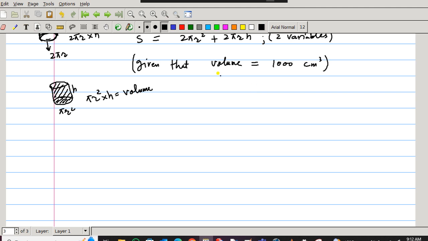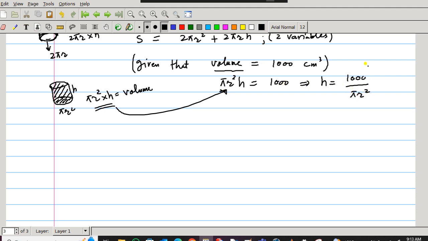1 liter, right? What is the volume? Volume is pi r square h is equal to 1000. This is given. We are not maximizing the volume now. We have to keep the volume fixed at 1 liter. So now from here my h will become 1000 divided by pi r square, right? So this is the condition that I got, and now I can replace it here.